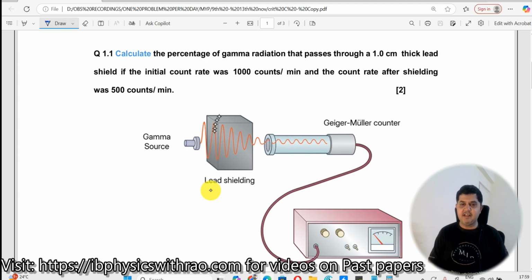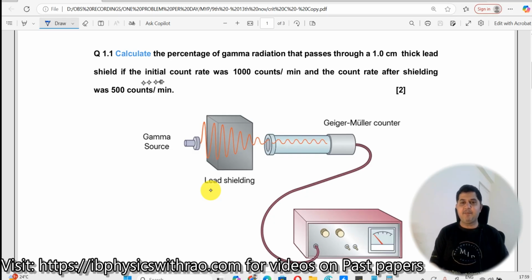Now you see this is a lead chamber they have put here. They put a gamma source over here. They put a Geiger-Müller counter. A Geiger-Müller counter is nothing but a detector which is used to detect how many gamma photons are passing. The moment you put a lead shielding across, fewer photons can pass. It actually stops or filters the gamma photons.